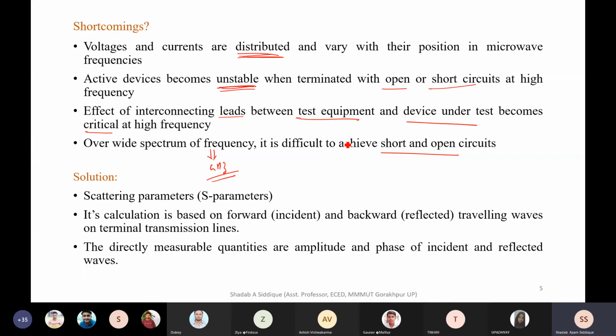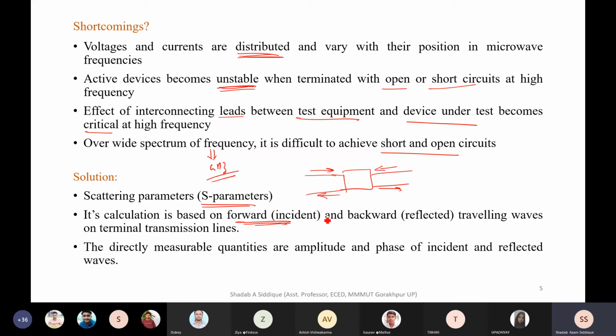So now what is the solution for this? The solution is the scattering parameter, also called the S parameter. Its calculation is based on forward and backward traveling waves on the terminal of the transmission line. See, this interconnecting lead is also called a transmission line. Forward means incident. Suppose we have a two-port network. This is the forward, called incident, and this is backward, called reflected. This is also incident, this is reflected.